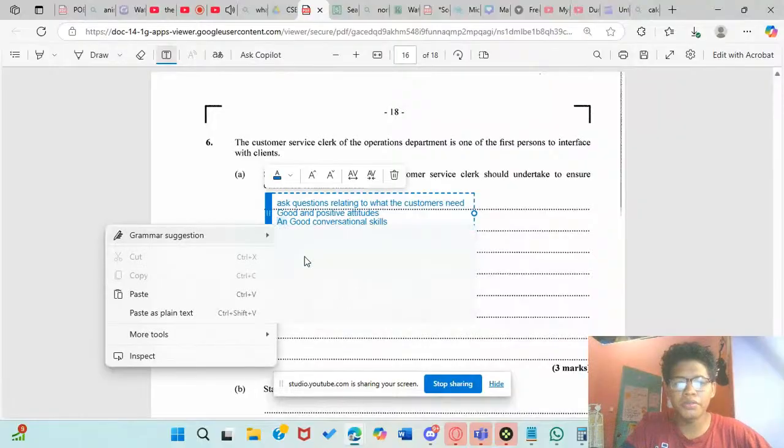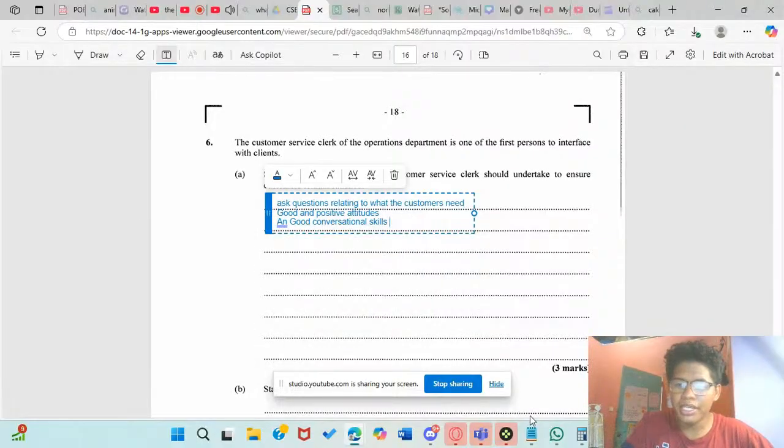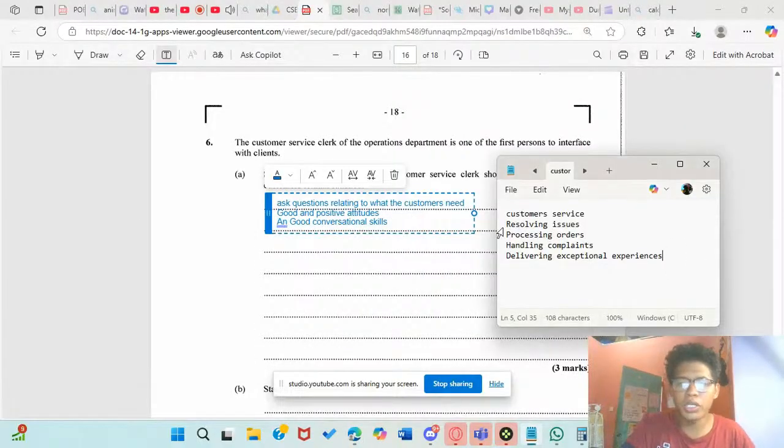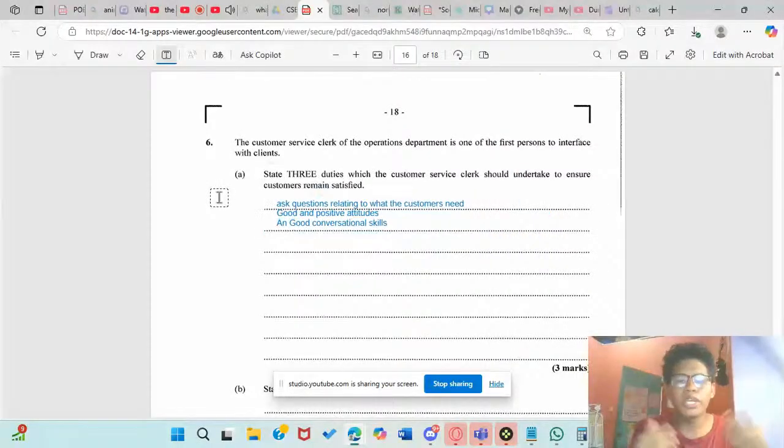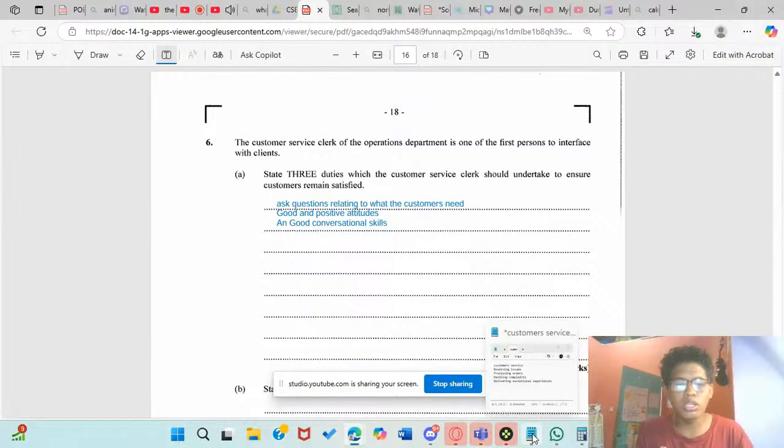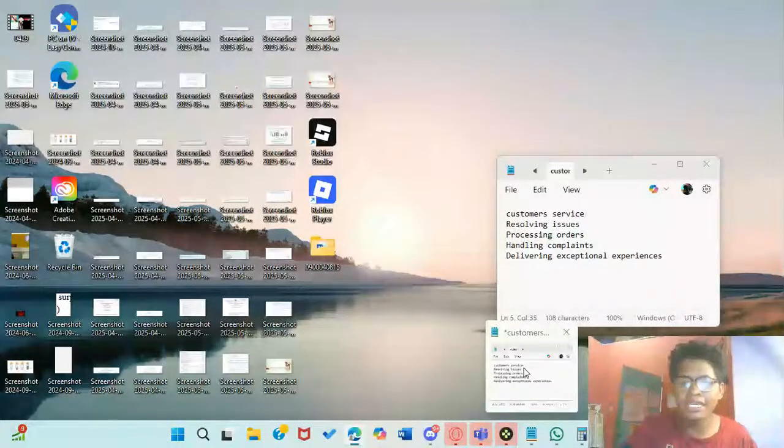All right, let's go back. Some of the things that are needed by customer service, some ways that they could ensure that the customers are satisfied or remain satisfied: they have to have good conversational skills and a people-person kind of vibe, a good and positive attitude. They don't need to be arrogant. If you're arrogant to a customer, they're unlikely to return. Ask questions relating to what the customers need.